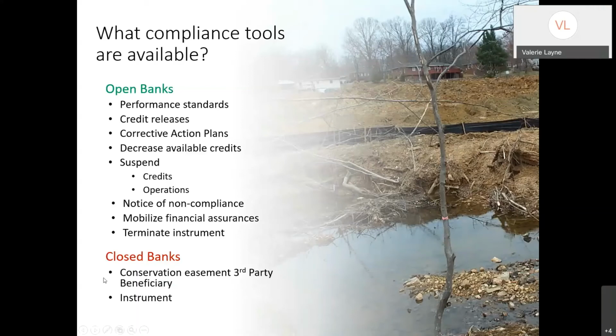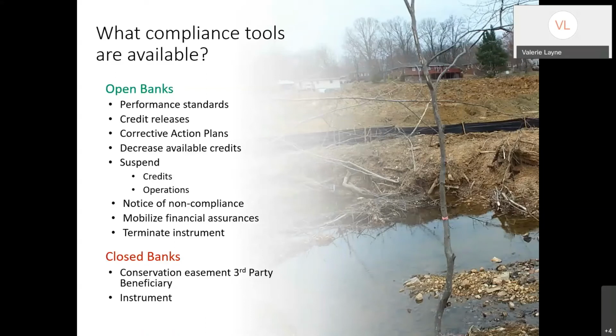So for closed banks, well, there aren't as many. For closed banks, there's no more credits to sell, the performance standards have been met, so there are fewer things that can go wrong. So there are fewer tools needed. And the conservation easement is the main tool, and that one has been talked about in previous discussions. And the agencies, the Fish and Wildlife Service and NOAA Fisheries, and often the Corps, are named as third-party beneficiaries on these conservation easements, so that they can enforce the terms of the easements if they need to do so.